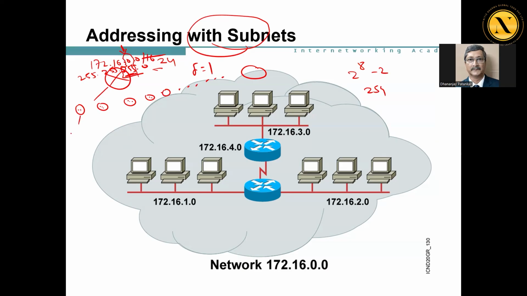What will be the first subnet? 172.16, I don't have to write, it's common for all, .0.0 /24. What about the second one? 172.16.1.0 /24. What about the third one? 172.16.2.0 /24. Next one, 172.16.3.0 /24. Got it? Likewise, up to 172.16.255.0 /24.